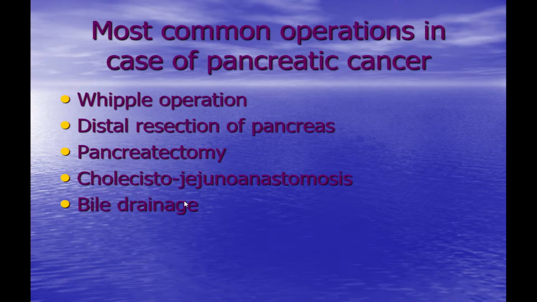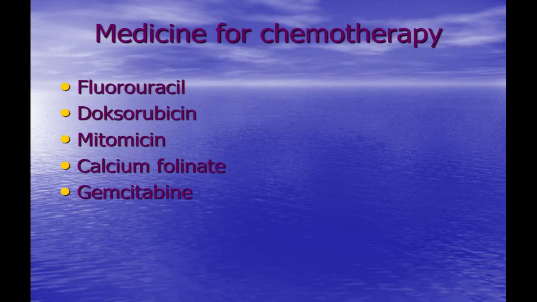Bile drain: if the patient has jaundice and the stage is the last stage, we must do a palliative operation to eliminate the jaundice. The most common here is a bile drain, an outer drain we put. Chemotherapy, including these preparations.